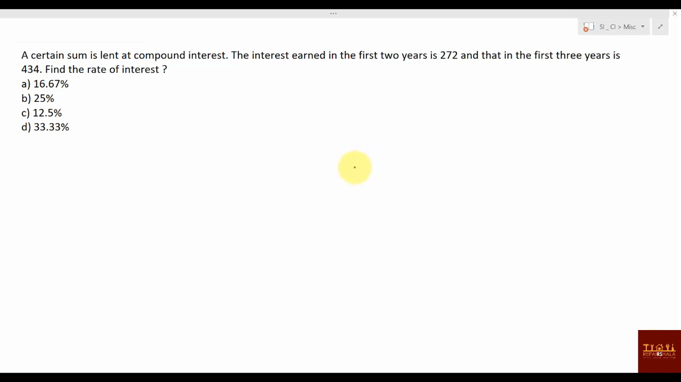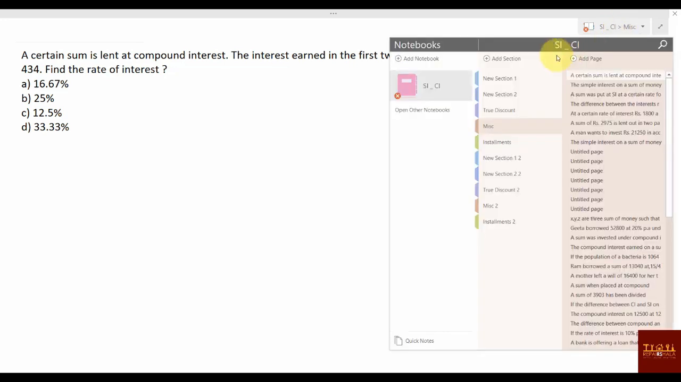So how many ways you can think about this question, I'll tell you. So first thing is ratio method. Okay, so first I'll give you an introduction about the ratio method, so that you get the idea of ratio.